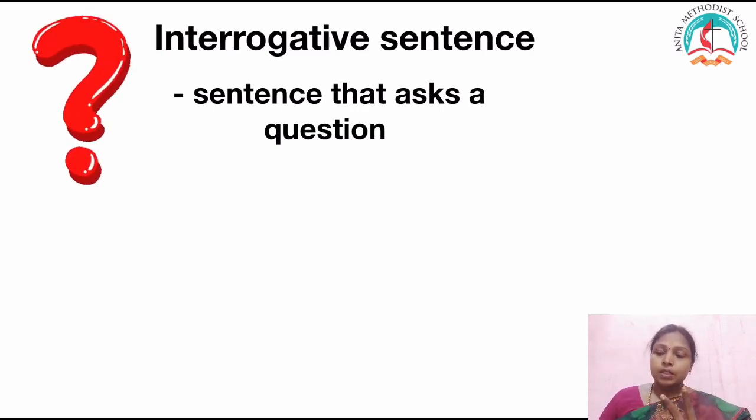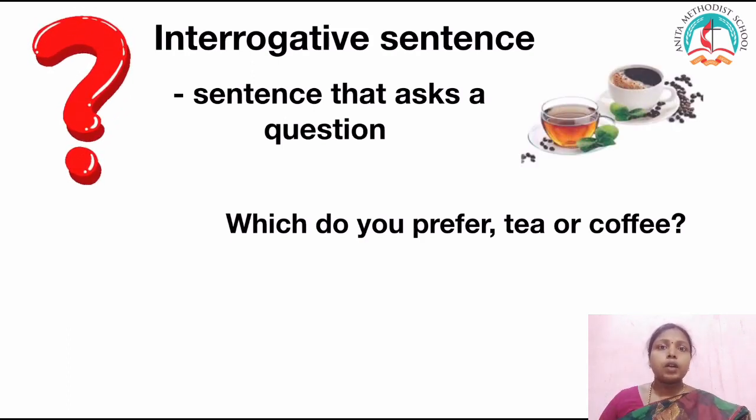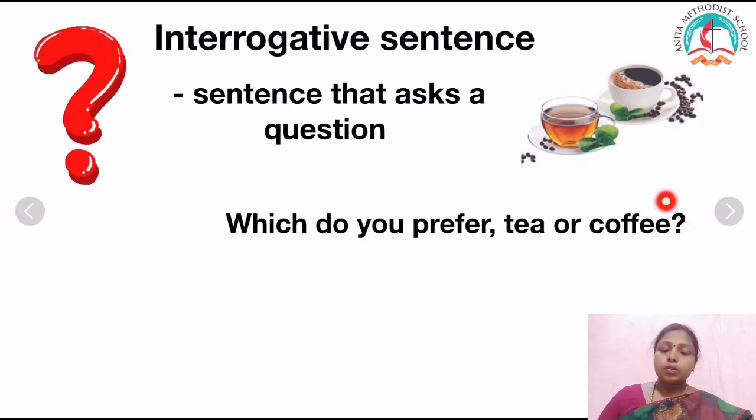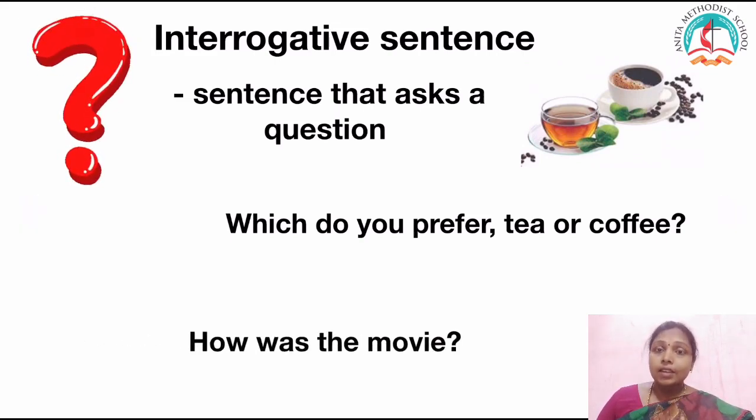What is the second type of sentence? Interrogative sentence. An interrogative sentence always asks a question. For example, where is my book? It's a question. The sentence is asking you a question. Look at another example. Which do you prefer, tea or coffee? Here I am asking you a question. Can you see this sentence is ending with a question mark? So an interrogative sentence ends with a question mark. Are you clear, children?